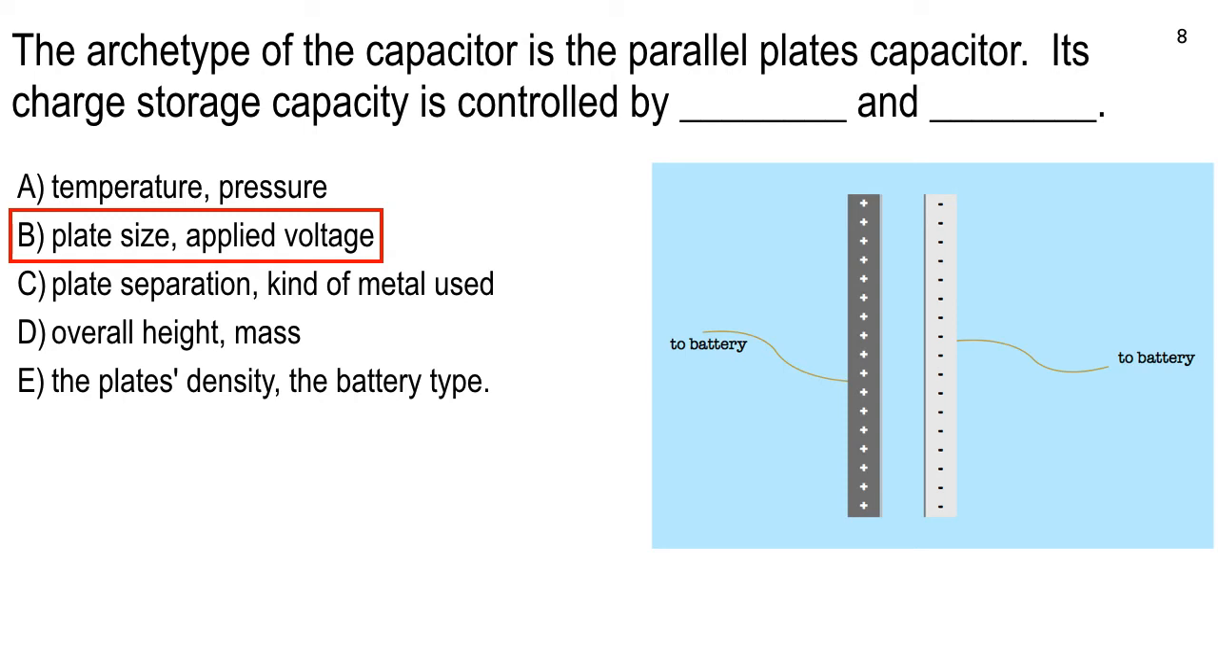Now, did anybody vote for C? Well, C is tempting because plate separation is also a physical factor. The closer the plates, the more charge you can drop in there. But the kind of metal used, not so much. It just has to be a conductor. So copper versus aluminum versus gold, you're not talking a huge thing, except for price. All right, next one.